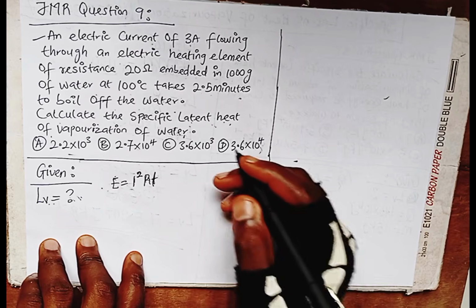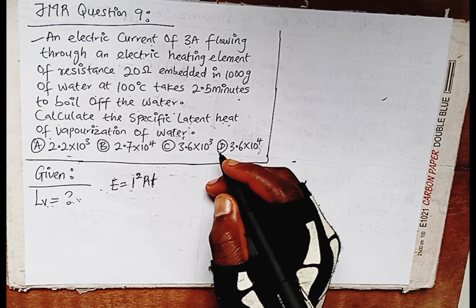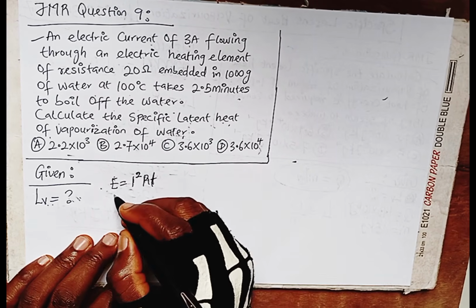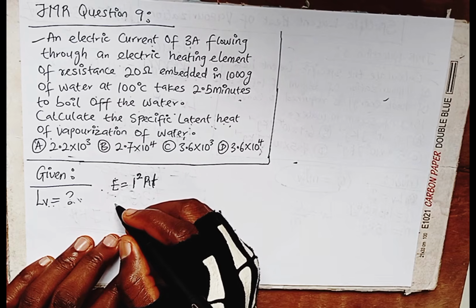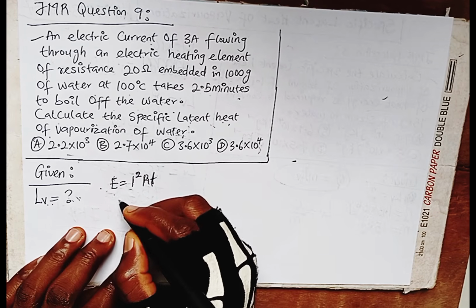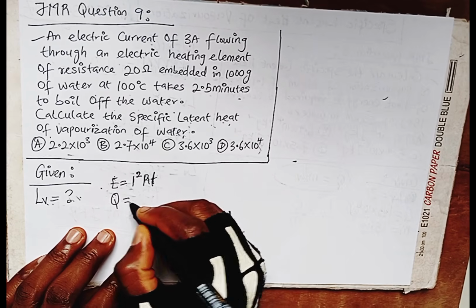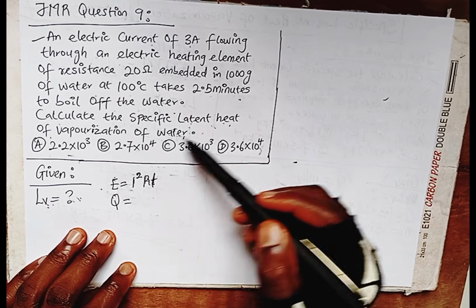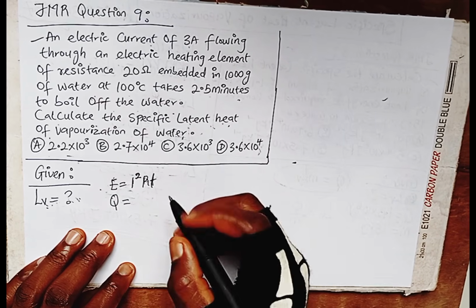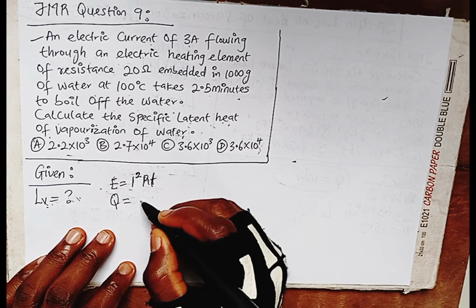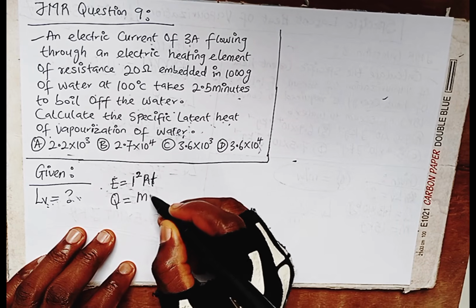When you are calculating latent heat of vaporization, we are going to attach both and use it. So the formula for quantity of heat, since we are looking for this one now: quantity of heat is equal to, they gave us this one, latent heat of vaporization. That's what we are looking for. They said we should calculate latent heat of vaporization. So Q is equal to mass times LV.